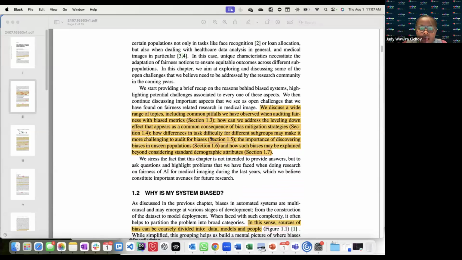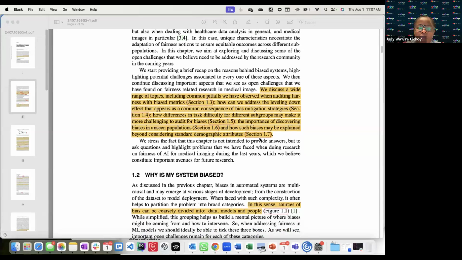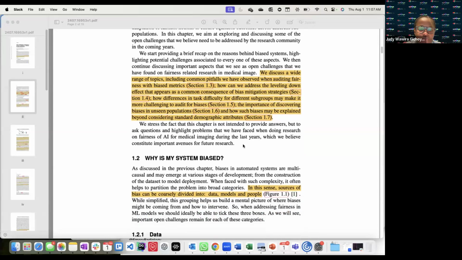And so section 1.3 looks at common pitfalls when you audit with bias metrics, and then section 1.4 looks at the leveling down effect that appears to be a common consequence of bias mitigation strategies, and then 1.5 looks at task difficulty, and then 1.6 looks at bias in unseen populations, and then 1.7 looks at beyond demographic attributes.